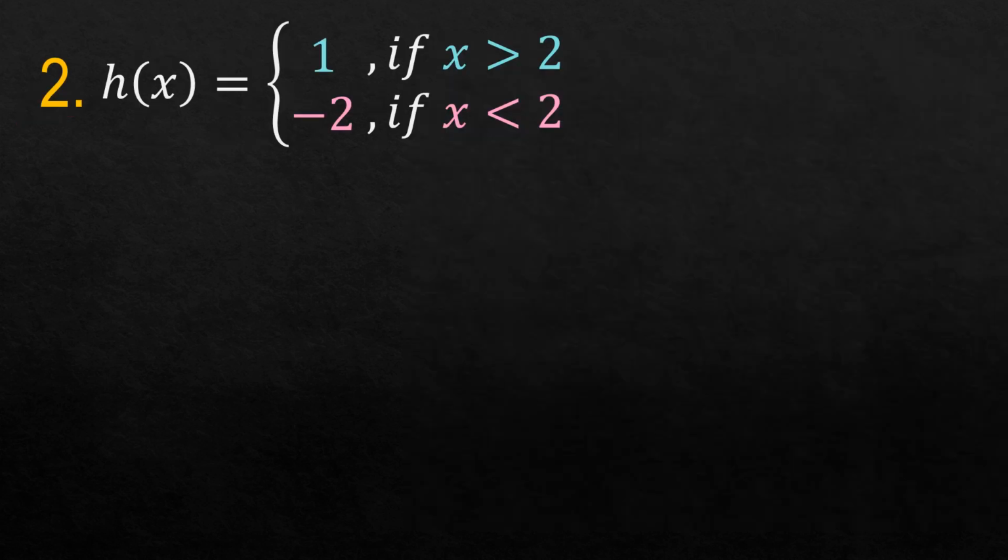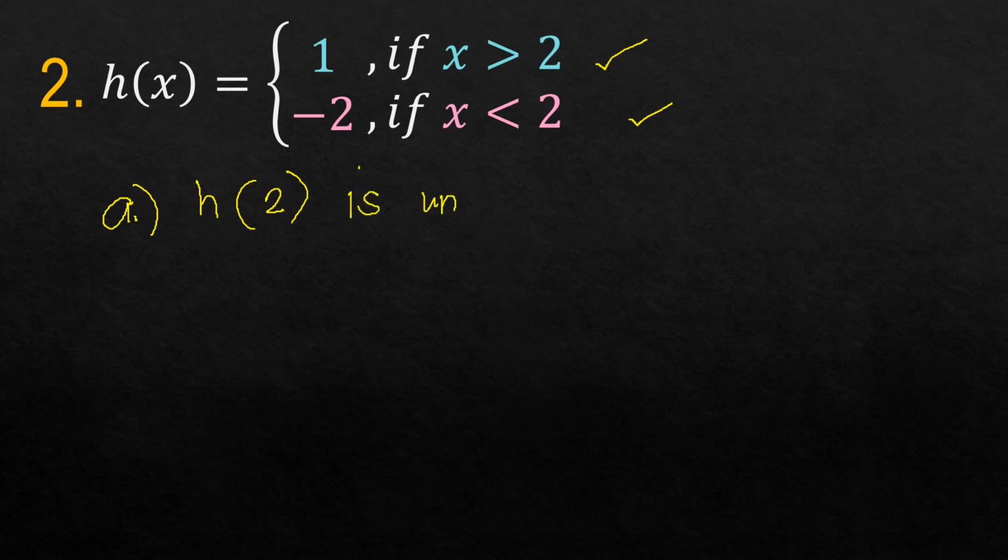The next given talks about constant functions. h of x is equal to 1 if x is greater than 2. So you see the condition here. You can only use h of x equal to 1 if the value of x given is greater than 2. However, you use h of x equal to negative 2 if x is less than 2. Let's try to answer. What is h of 2? The value of x here is 2. Can we find 2 in either of these two conditions set by the domain? Obviously we cannot find it. Therefore, h of 2 is simply undefined.